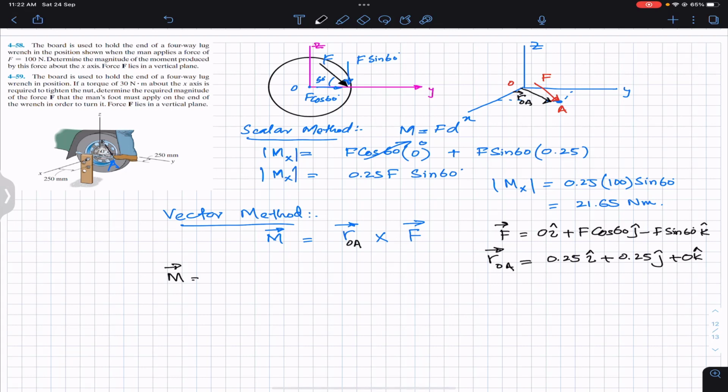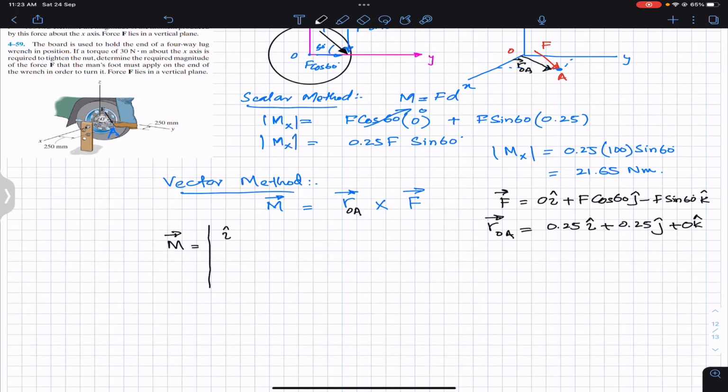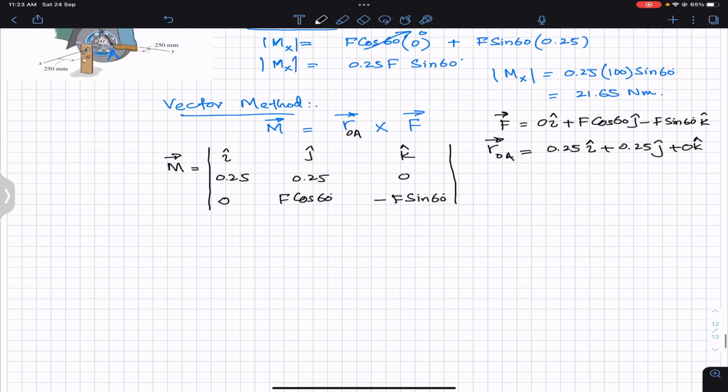So now we can find the moment. This will give us the moment vector, remember. This will not give us the magnitude. In the problem statement we are required to find the moment magnitude. So once we find the moment vector, we will be able to find its magnitude. So the components of the moment arm, that is 0.25 along the i, 0.25 along the j and 0 along the k, and the force components are 0, then F cos of 60 and minus F sine of 60. Now let's find this determinant.